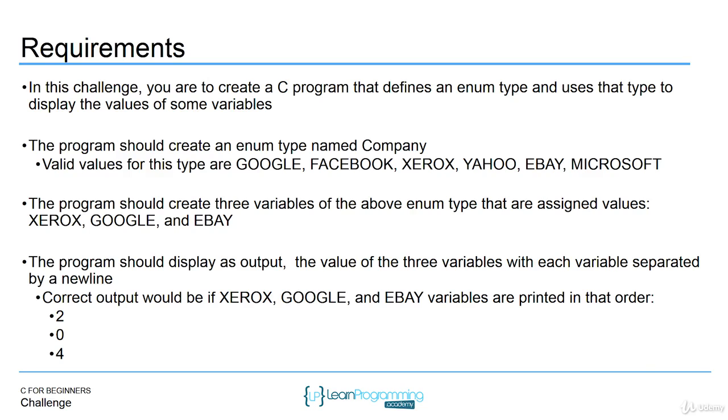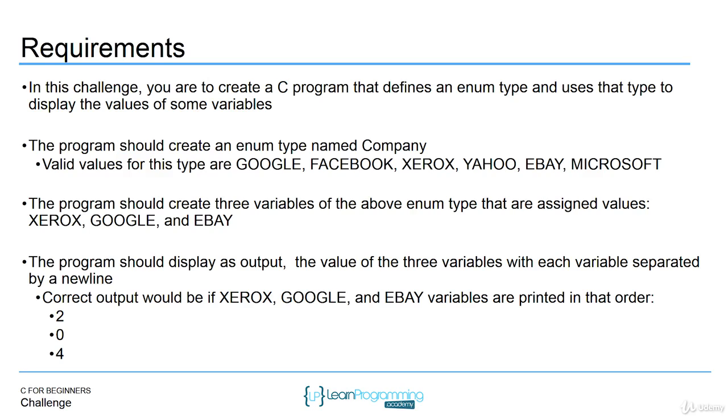Essentially, if we printed out the Xerox, Google, and eBay variables, the output would be something like 204. Now, you could actually put something before those integers so they're meaningful, something like: the value of Xerox is 2. The value of Google is 0. The value of eBay is 4.